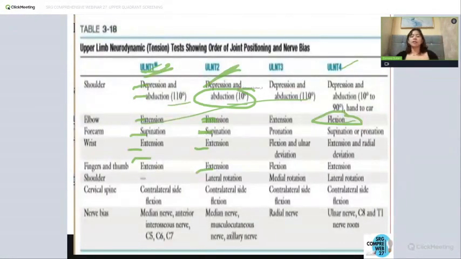This is your ULTT1. Your ULTT2 is basically this, pero binaba mo lang. Because the abduction, instead, it should be 10. Instead of 110, 10 degrees lang siya. So from your ULTT1, baba mo, that's ULTT2. Nasundan po yun. ULTT1, ULTT2.